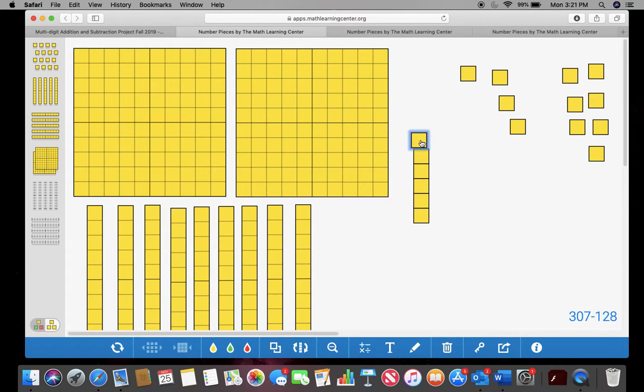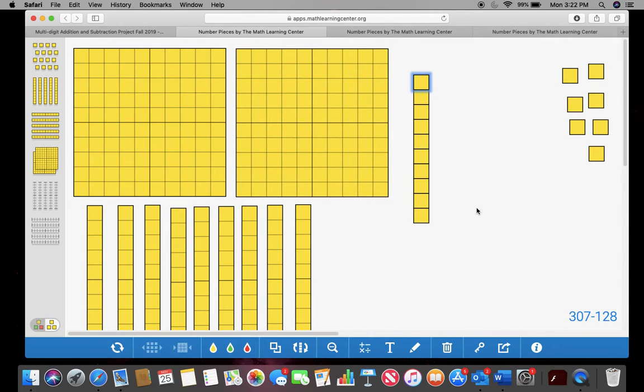Let me just put these up here. Okay, so you have your 10 ones here, and then you have 7 more over here. So in all, you should have 17 unit blocks together, which now gives you enough for taking away 8.